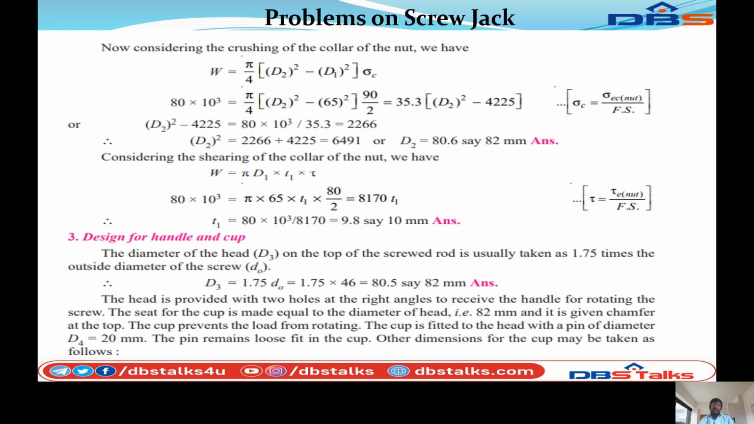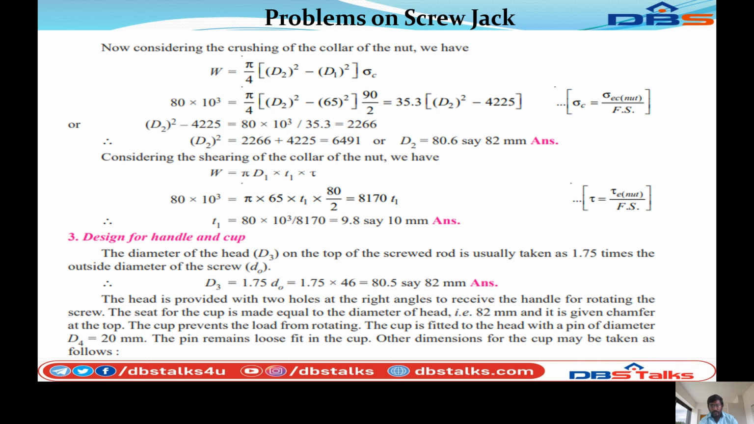So next we can calculate tau is equal to 80 by 2. Next we can calculate the value 8170 into t1. Therefore, t1 is equal to 80 into 10 cube divided by 8170. The value is 9.8. So this will be rounded to 10. Therefore, the thickness t1 is 10 mm.